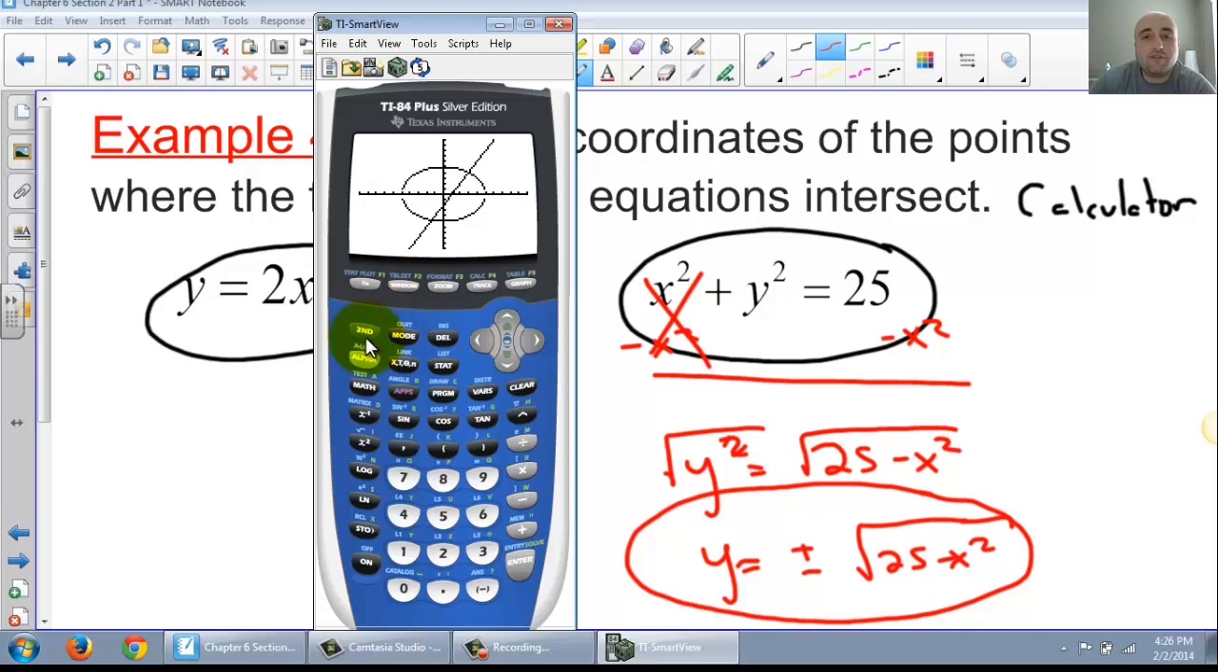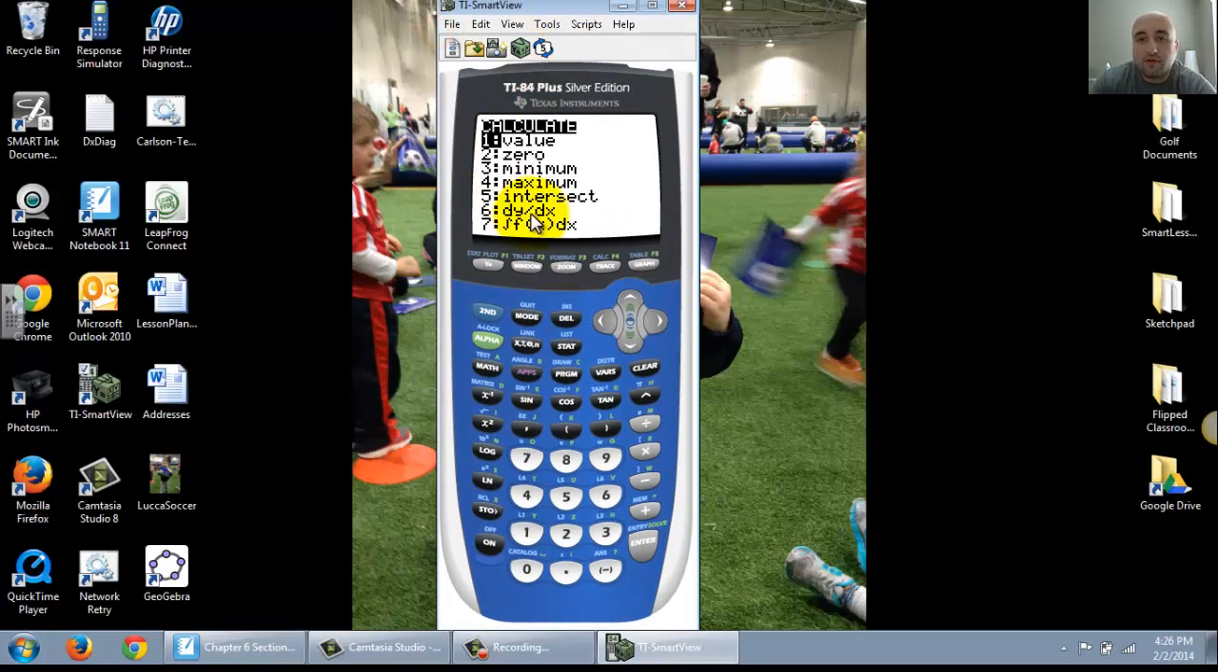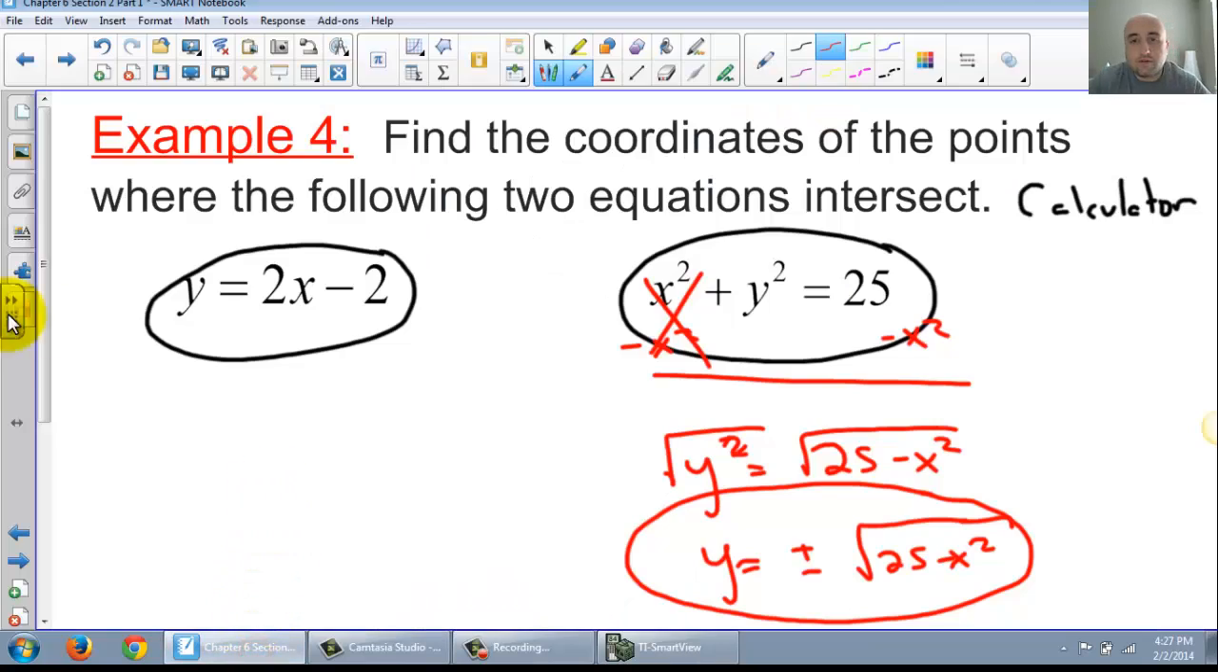So we do it the same way we used to. Second trace, let me get rid of this. Okay, so second trace, I go down to intersect, enter, and I'm going to move my cursor to the graph that I want to see first. So I hit enter, it moves it to the circle, I hit enter, I hit guess, I hit enter again. My first intersection is 3, 4. Okay, so my first one is (3, 4).